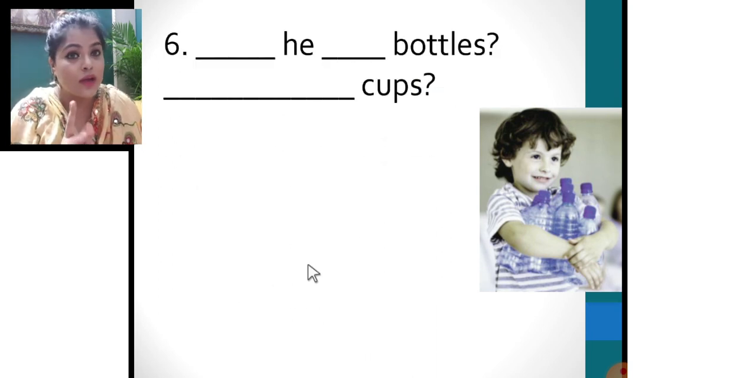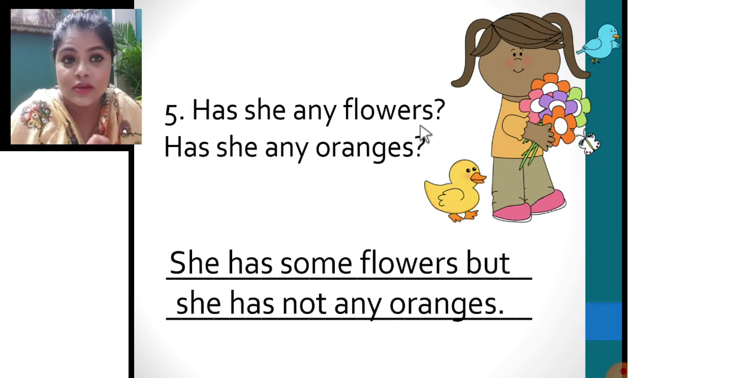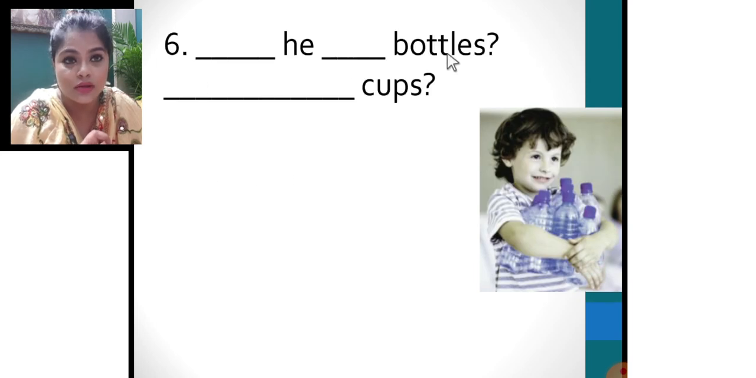Okay, you can see here the picture. You can see the bottles. Now, here you have to write the questions also. Dash, he dash. Now, what will come here? You want some hint? You can see the hint here. Has she any flowers? So what will come here? Some? No. What? Any. Has he any bottles?